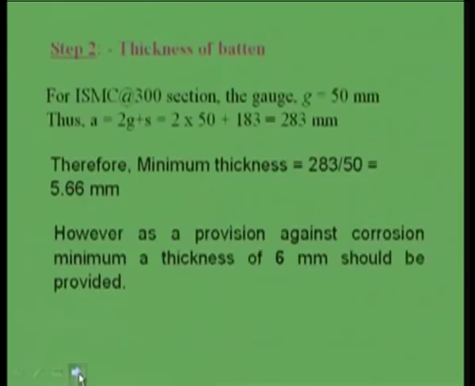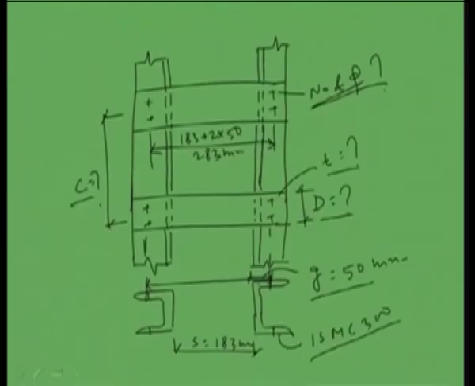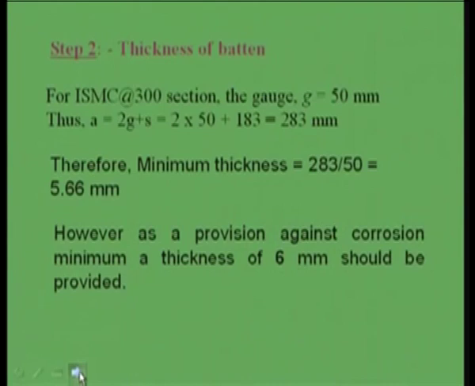Then what will we do? Then the thickness of batten. So C is first defined. C is now known, that is 900 millimeter. Next we will find out the thickness of batten. Step 2, we will try to find out the thickness of the batten. Now for the thickness of the batten, we know that this should be A by 50, meaning the minimum thickness should be at least A by 50.